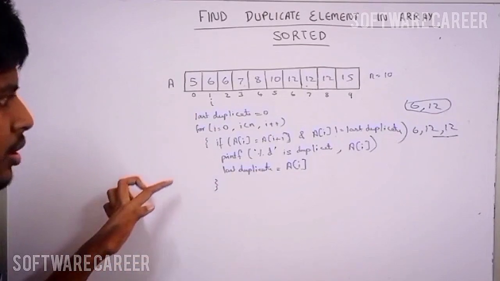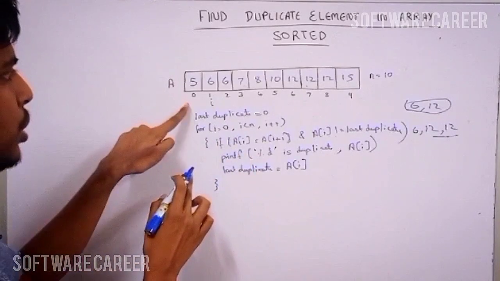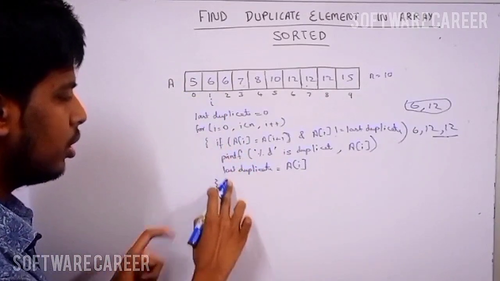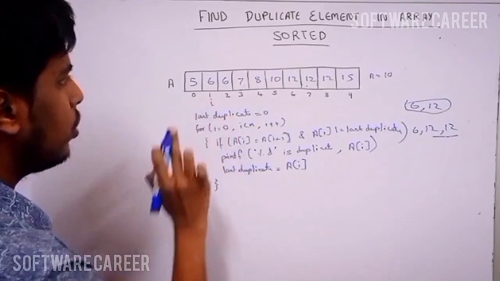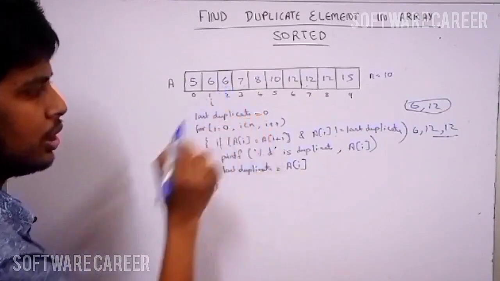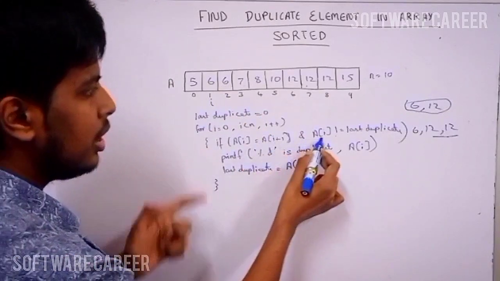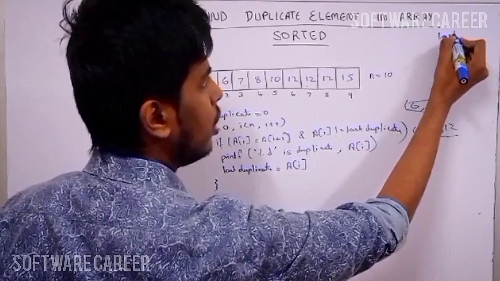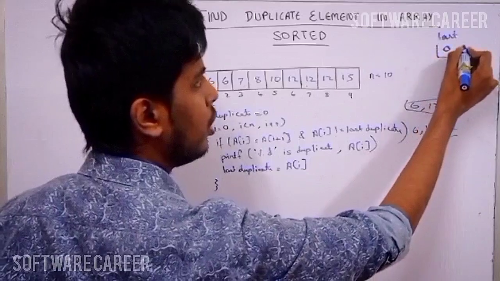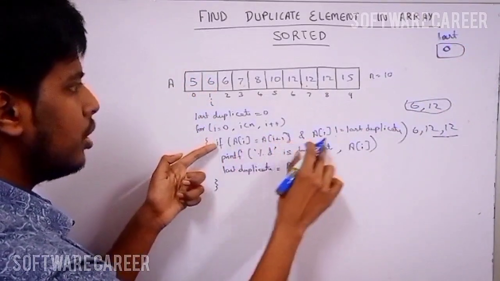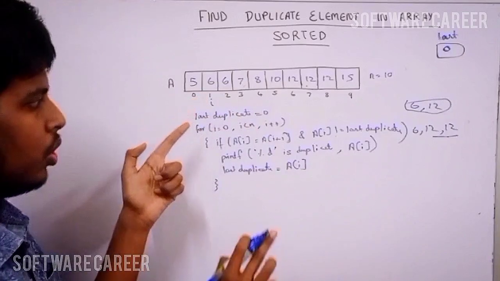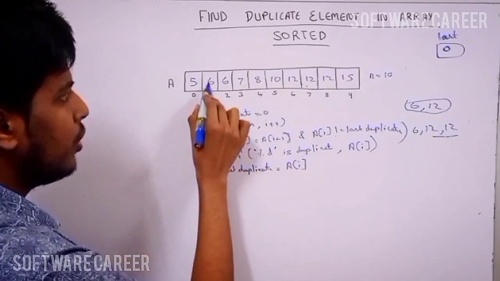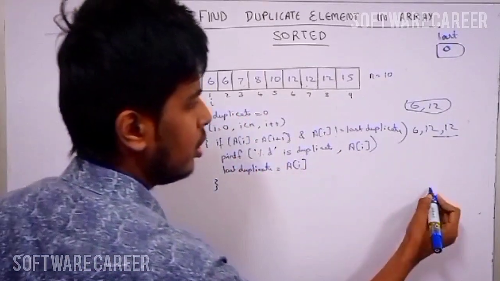Now see, let's trace this code. I is at 0. Now it's checking whether 5 equals 6. No, so it doesn't enter into the statement. Now I equals 1. It checks whether 6 equals this 6. Yeah, it's equal. And it's checking whether a of I is not equal to last duplicate. This last duplicate value was 0 before. So now a of I, that is 6, is not equal to 0. So it's entering here and prints a of I is duplicate. A of I is 6. So it prints 6 is duplicate.